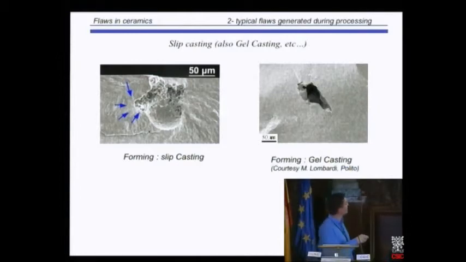Here is a defect on a body densified, but which was processed by slip casting. Here is a defect which was obtained after a gel casting procedure. So what you can see is that with these two techniques, you can create defects of some dozens of microns in size.